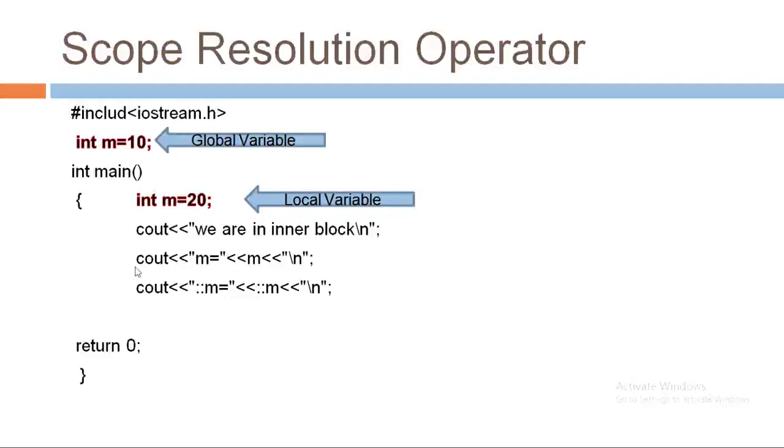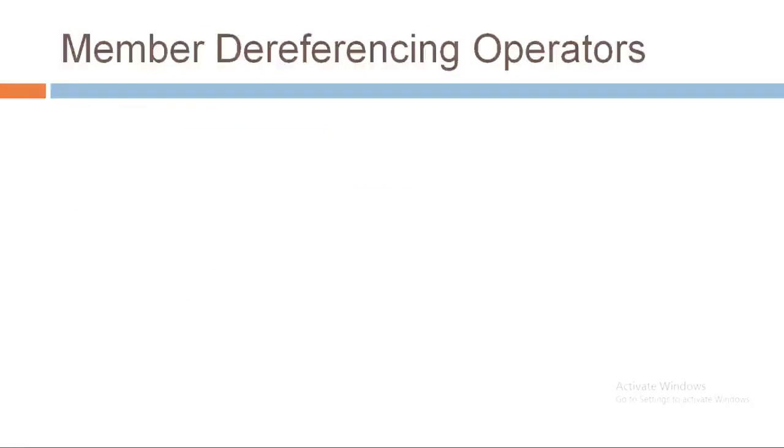So if I am trying to display a value of m normally, then it will display 20. Now in next line I have written value of m with scope resolution operator. That means it will display the value of global version of variable m, that is 10. So the output will be 10, 20 and 10. So this is all about scope resolution operators.